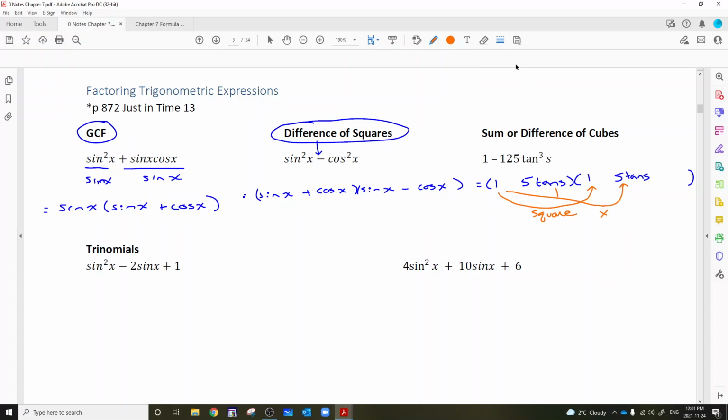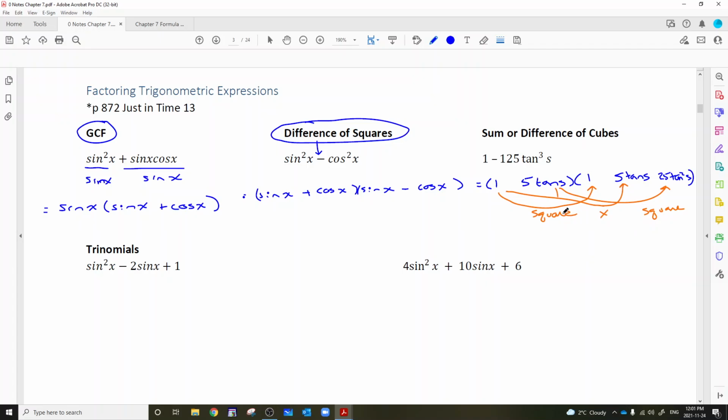Okay, and then we're going to square again. So we're going to go from here, and we're going to square that last term. And so we've got 5 tan s that I'm going to square. So 5 squared is 25. And tan s all squared is tan squared s. Okay, hopefully you can read that.